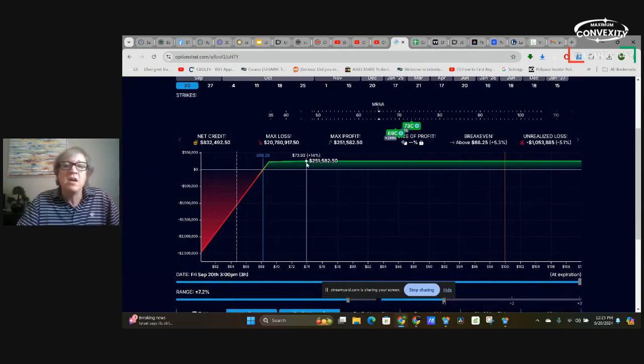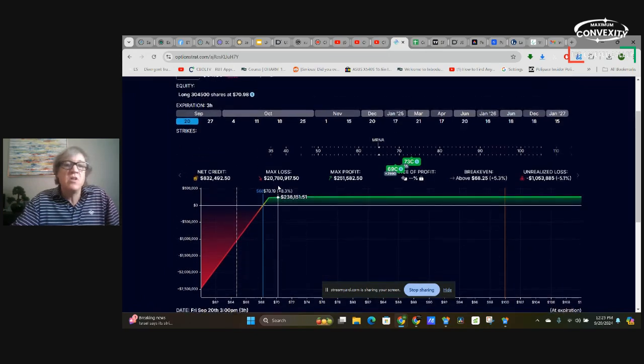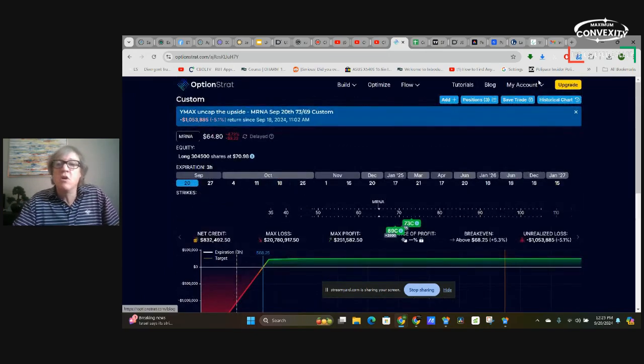No matter how high it goes, they're just going to make the same quarter million. It wouldn't matter if it went to a million. When you do a call spread, it solves that problem. But both strategies, this way or the call spread.